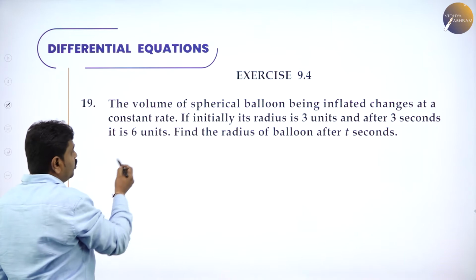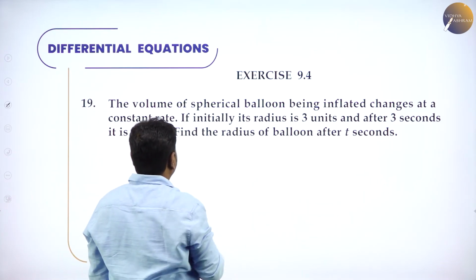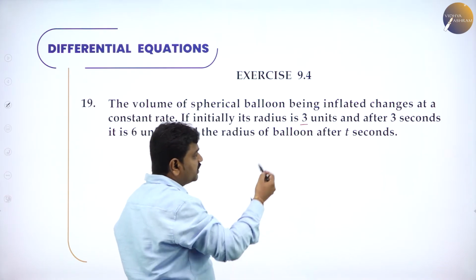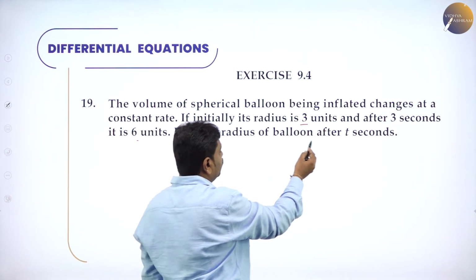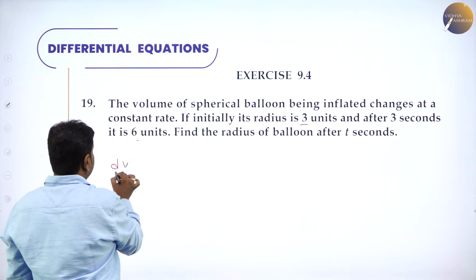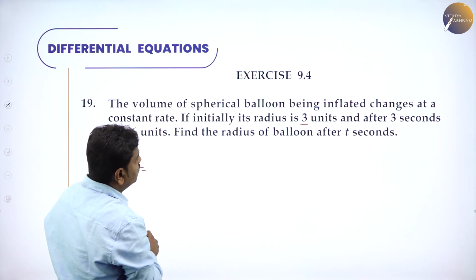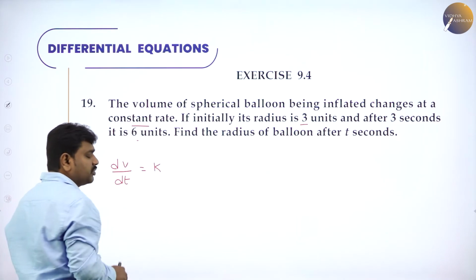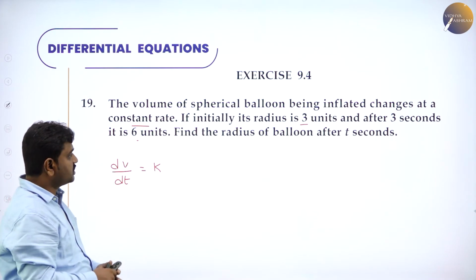Next. The volume of a spherical balloon being inflated changes at a constant rate. If initially its radius is 3 units and after 3 seconds it is 6 units, find the radius of the balloon after t seconds. So now they gave dV by dt. The volume of the spherical balloon is inflated at a constant rate. Inflated means the volume changes. When you blow air, the volume changes. So dV by dt is constant.